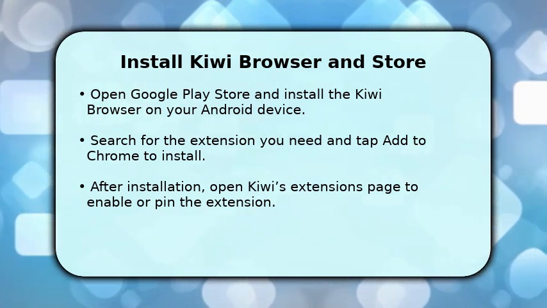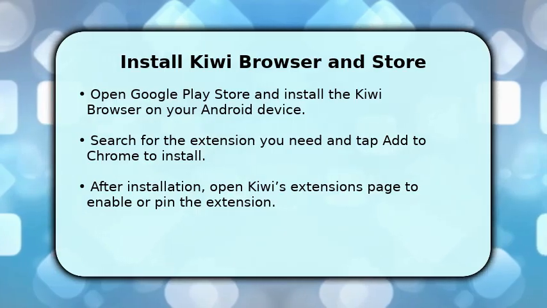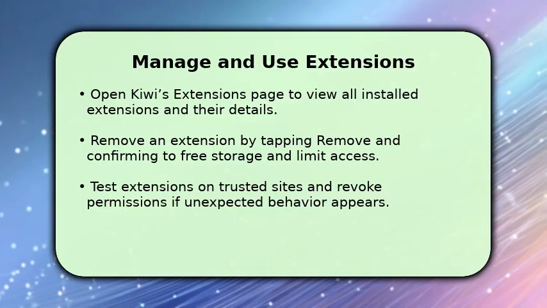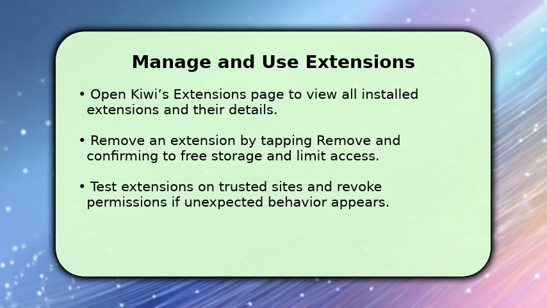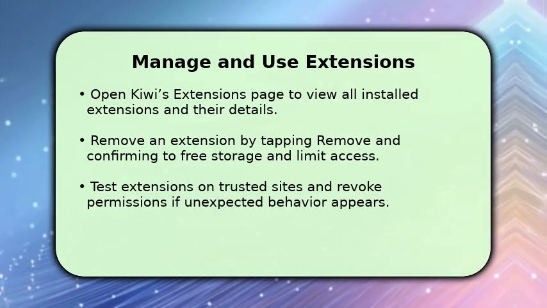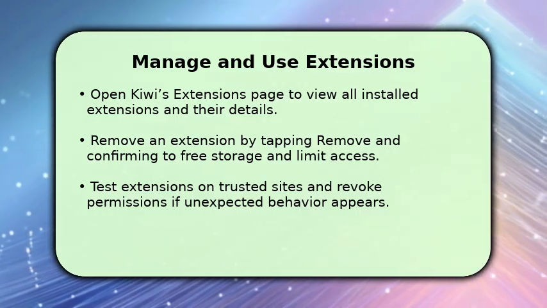Open Kiwi's Extensions page to view all installed extensions and their details. Use the toggle to enable or disable extensions without uninstalling them permanently. Tap Details to adjust permissions, site access, and optional extension settings. Remove an extension by tapping Remove and confirming to free storage and limit access.